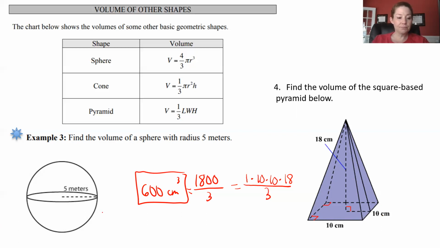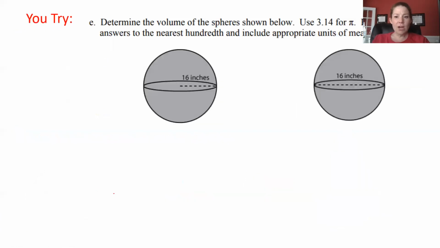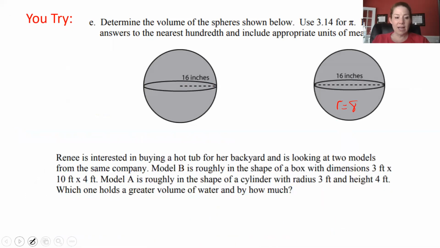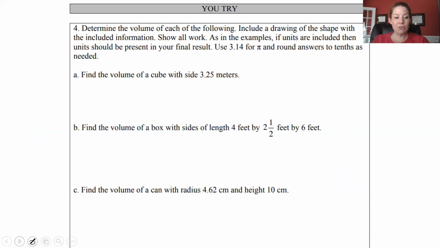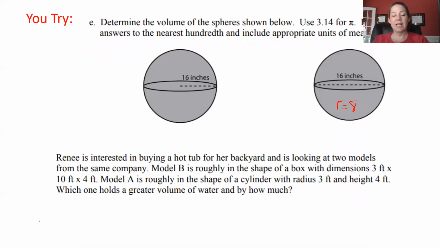All right, now you try. So you have one sphere with a radius of 16, and then the radius of this second sphere. What's the radius of the second sphere? It's 8, yes. And then what else do you have? You have an application problem, and then you have some you-try problems, A through D. So go ahead and pause the video, try these problems on the previous page, try these 3 actually, and then the next page, and then come back and check your answer.